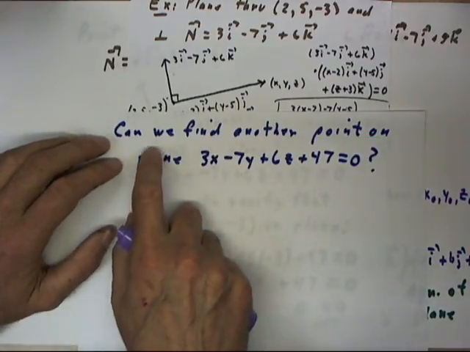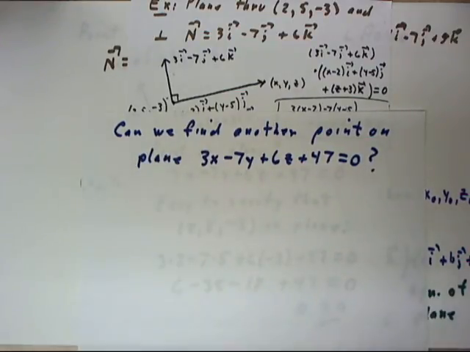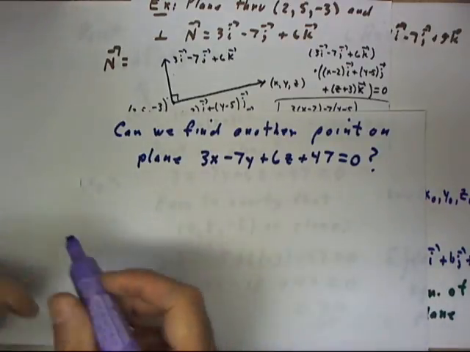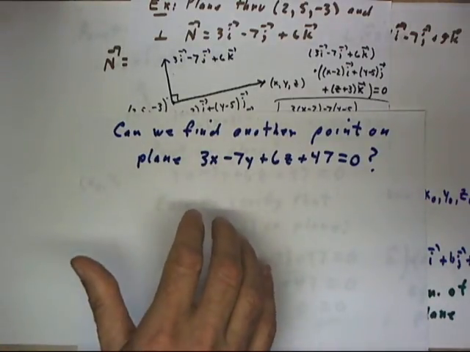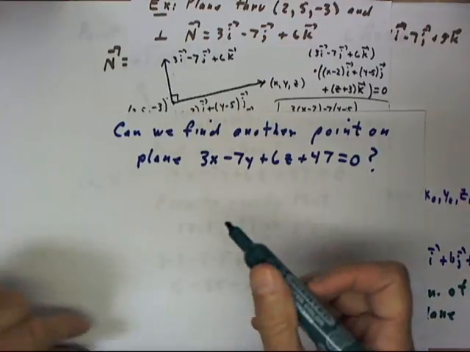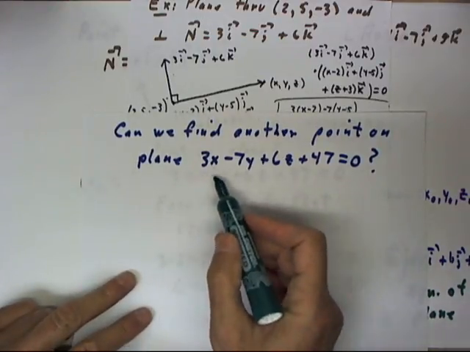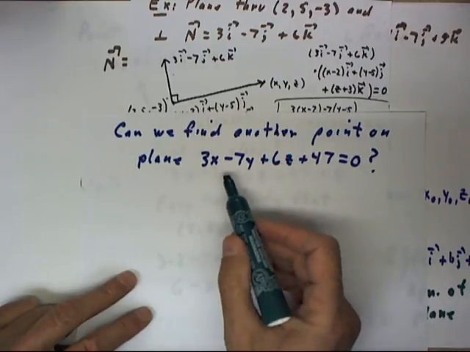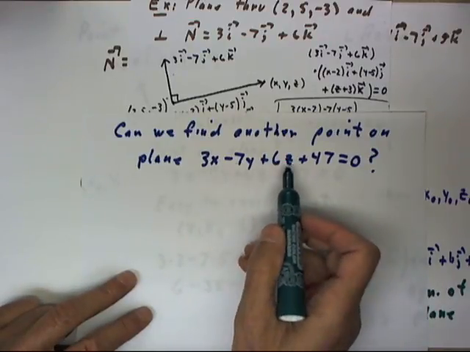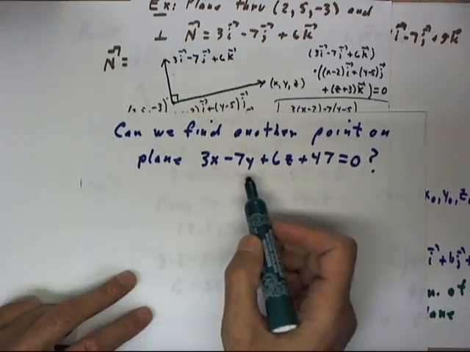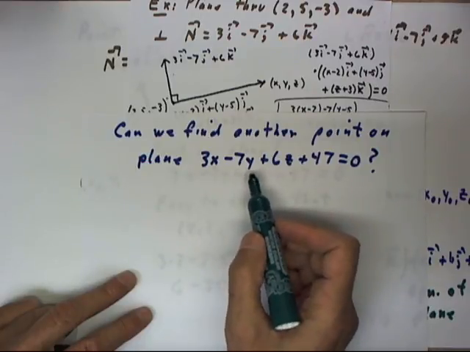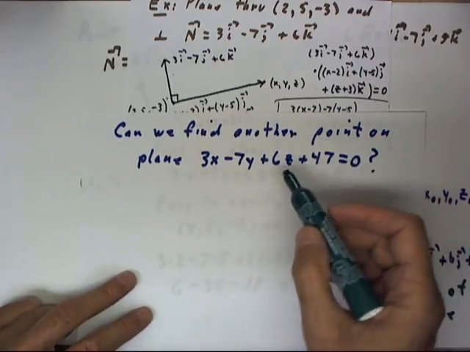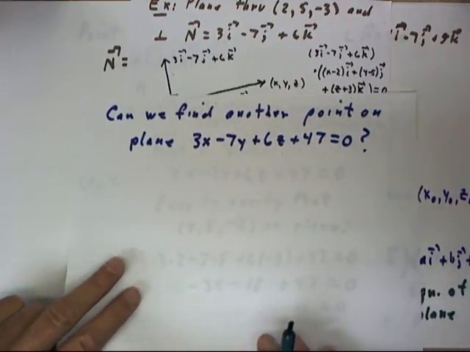Now we ask the question, can we find another point on this plane? That's not difficult to do because we have three variables in this equation. We can assign values to any two of them. We could assign values to x and z, y and z, or to x and y, and solve for the variable to which we did not assign a value.